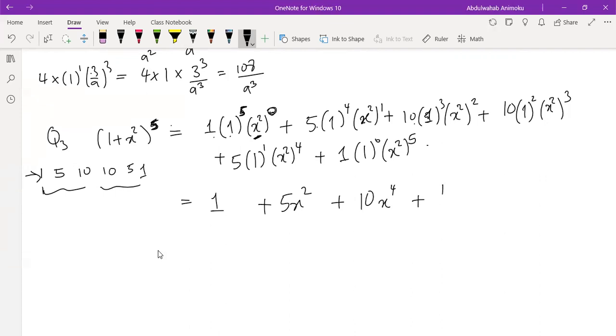What about the next one? It will be 10x raised to the power 6. That means 2 times 3 is 6. So don't forget your rule of what? Indices. This will be x raised to the power 2 times 3, which is x raised to the power 6.